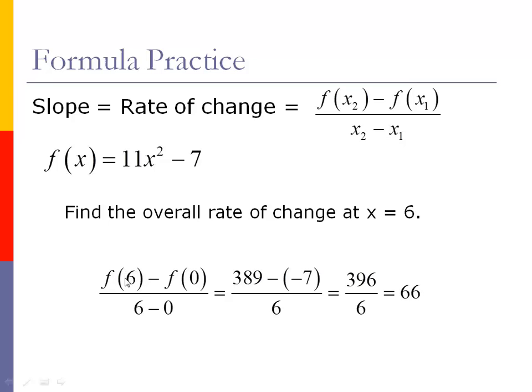With f of 6, I take my 6, I plug it in for the x value in that formula, I get a result, and the result comes down here. That's where you're seeing that 389. I plug in 0 into that formula. I do my calculations, get a result, and I plug the result down here. That's where I'm at -7. And because I got that negative, or subtraction with a negative, that you're adding, that's where that 396 is coming from. Divide by 6, and we got a nice 66. So here's an example of calculating average rate of change using the formulas when given a function.